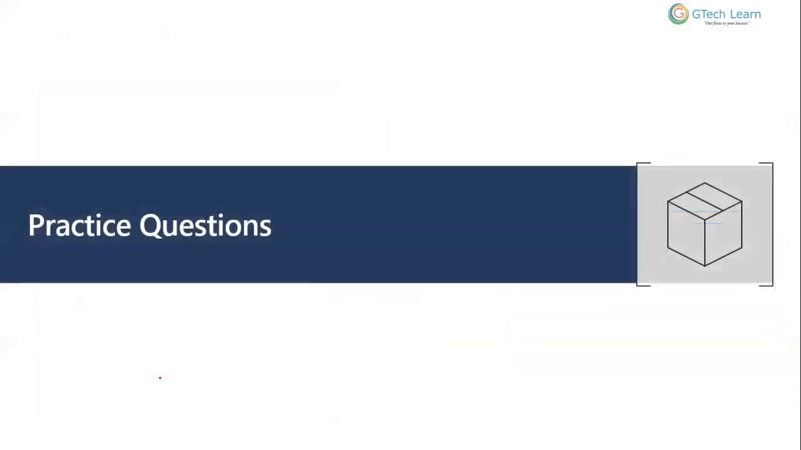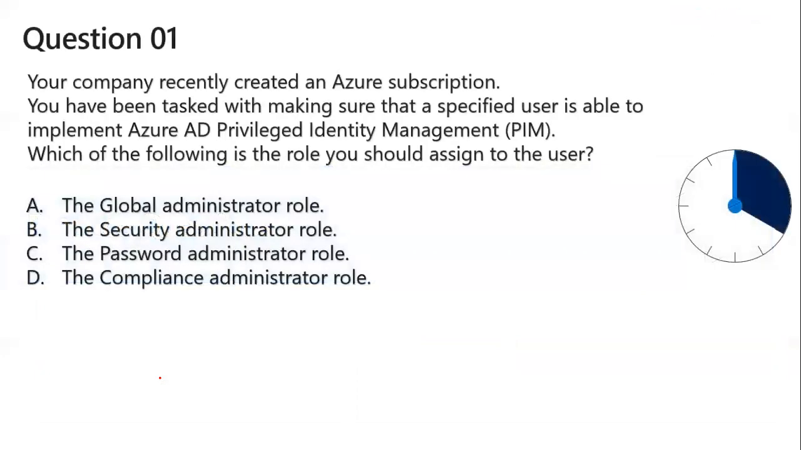Let's take a look at some practice questions for this objective domain. Please post your answers in the chat. Question number one: your company recently created an Azure subscription and you have been tasked with making sure that a specific user is able to implement Azure AD PIM, Privileged Identity Management. Which of the following roles should you assign to the user? Global administrator role, security administrator role, password administrator role, or compliance administrator role. Please post your answers in the chat. I'm starting the timer.